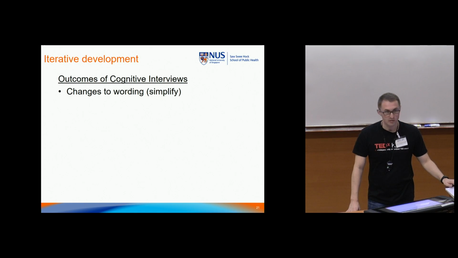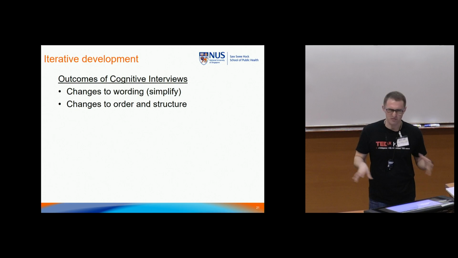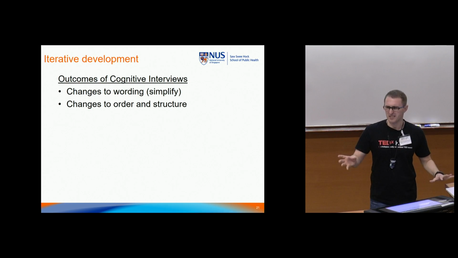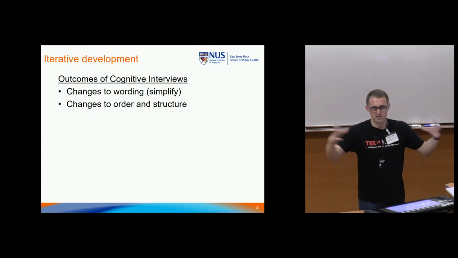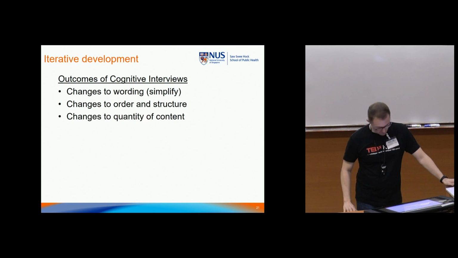Okay, so outcomes of cognitive interviews are usually changes to wording to simplify things. Very common, probably the most common thing is that. Changes to order and structure are also very, very common, where people get lost, or it doesn't flow well, or the button doesn't go where the participant thinks it goes, or the website is too big or too small, or whatever it is. So this also happens quite commonly.